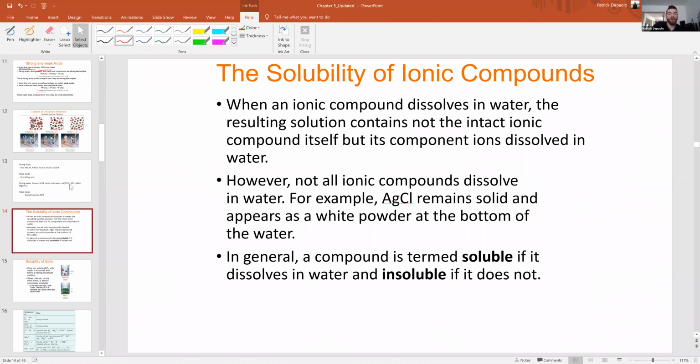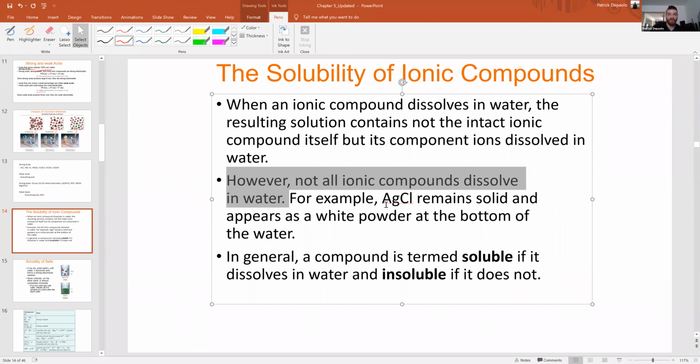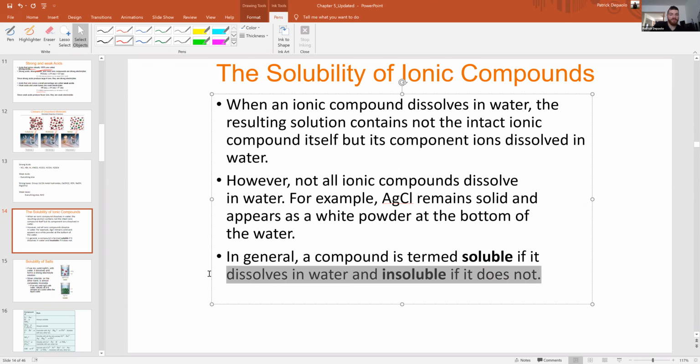Another thing that will help you determine if they're strong or weak is the solubility rules. Remember I said most ionic compounds are soluble in water. However, not all ionic compounds dissolve in water. For example, silver chloride remains solid and appears as a white powder at the bottom of the water. In general, a compound is termed soluble if it dissolves in water and insoluble if it doesn't. So basically, 90% of ionic compounds dissolve in water. Not all of them though.